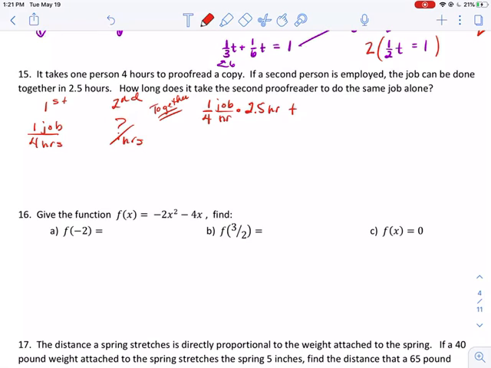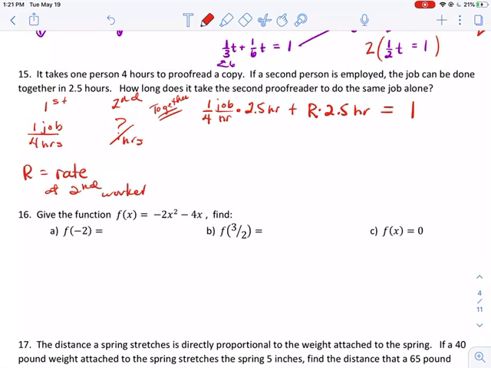I don't want to use T for time. I'm going to use capital R for rate, the rate of the second worker. So then we have R times 2.5 hours is equal to, we're going to finish the whole job together there, okay? So now all we have to do is say 1/4 times 2.5.